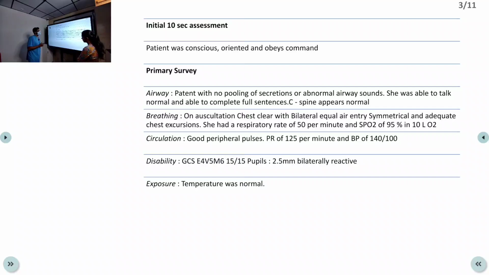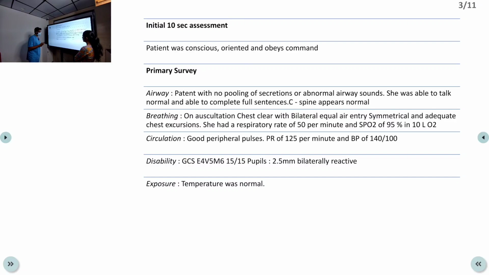In breathing, on auscultation of the chest, bilateral air entry was equal, but he was having severe tachypnea, with a respiratory rate of 50 per minute. A saturation of 95% was maintained on 10 liters of O2. In circulation, the peripheral pulses were felt normally, and the pulse rate was 125 per minute and BP was 140 over 100 mmHg.